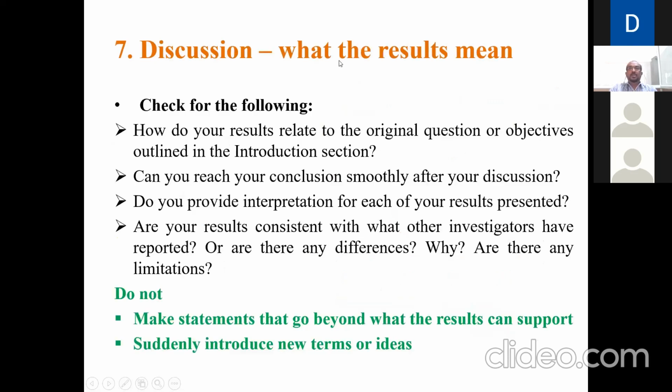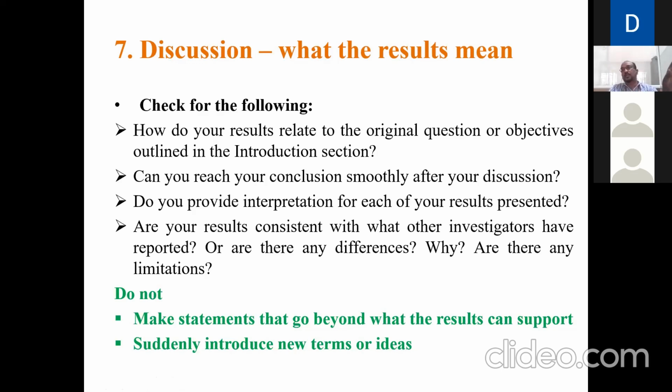Seventh one is discussion. What the result means? After finishing the result, you have to check all the following things. How does your result relate to the original question or objective, outline and introduction section? So the result should line up with your abstract and also your problem and also your objective. It should line up with your abstract, conclusion and your result, and the abstract should be in the same form. That is, in line with it.